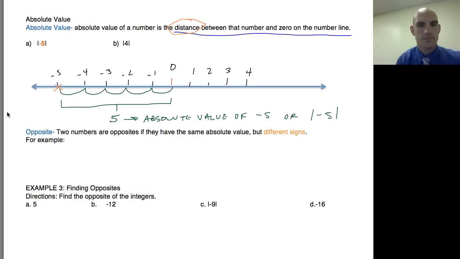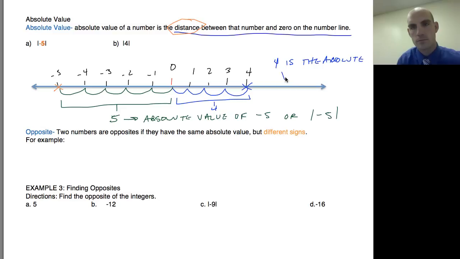And if I look at 4, 4 is here, so I'm going to go 1, 2, 3, 4. So this distance is 4. So 4 is the absolute value of 4.